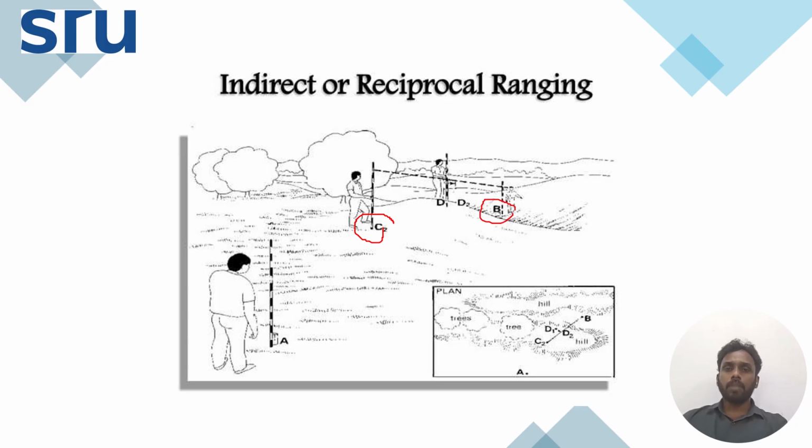A person from B will be focusing on C2 and asking a person from D1 to move from D1 to D2. In that condition, your D2 will be exactly aligning with the straight line, coinciding with your line between C2 and B. So again, the procedure is vice versa.